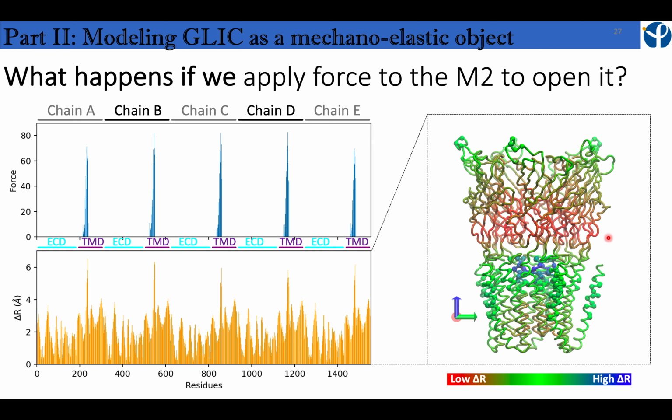Interestingly, even though the middle, I mean the ECD part between the TMD and the top part, shows low response, the top part shows high response, actually the loop C part. So if we model the system as a mechano-elastic object, we can see that a local force can propagate to quite far points, and the distance I am talking about here is at least 40 angstroms.